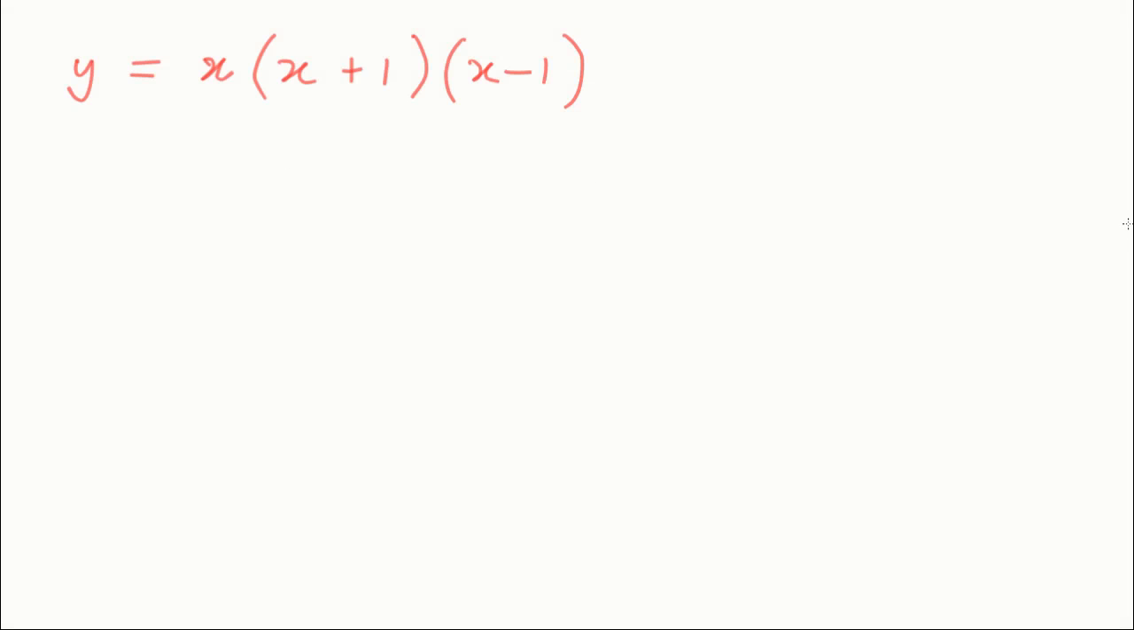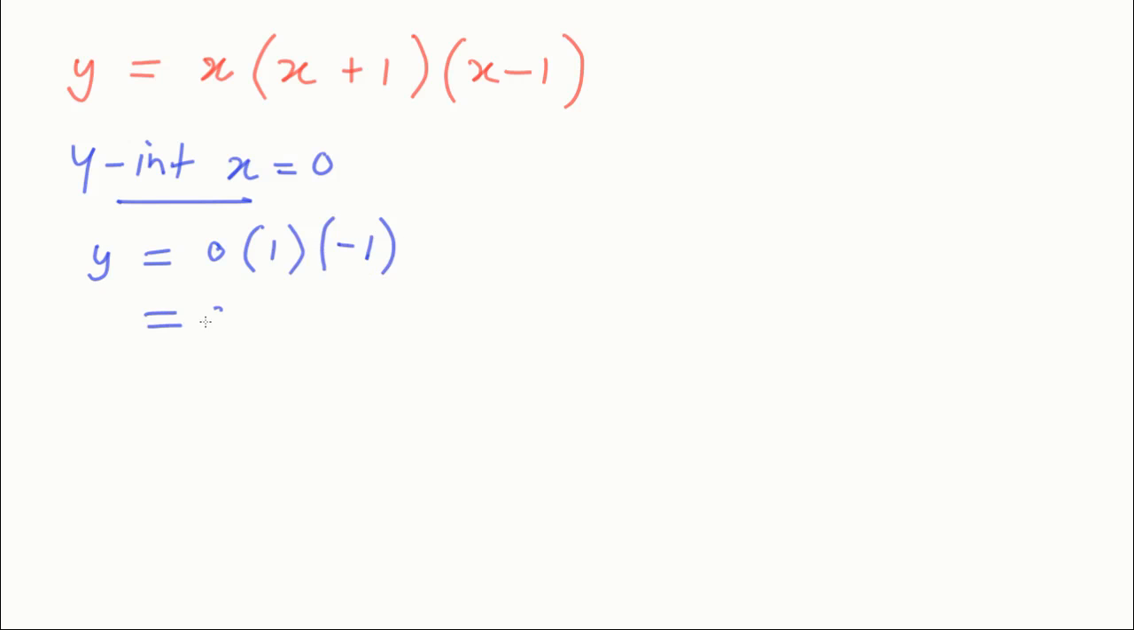Welcome to this lesson. To sketch this cubic, the first thing I'm going to do is find the y-intercept by letting x equal 0. Subbing in x equals 0, I get y equals 0 bracket. It doesn't really matter what's in the brackets because 0 times anything is 0, but I'll put the numbers in, 1 and minus 1, and of course that equals 0. So therefore the point (0, 0) is the y-intercept, in other words the origin.